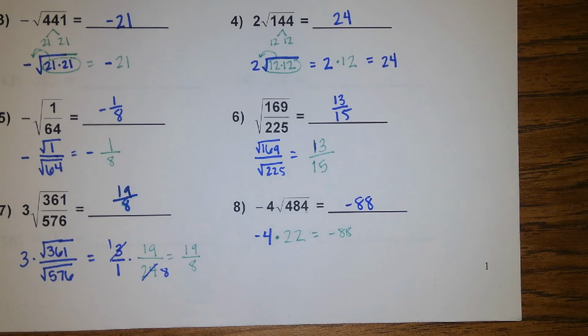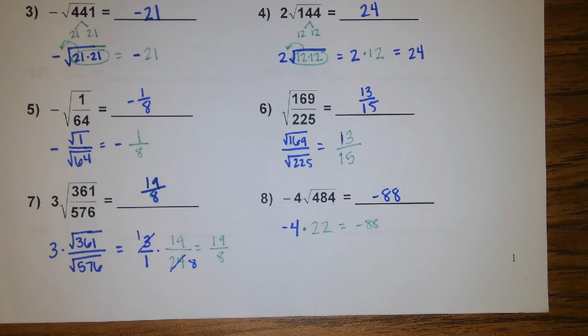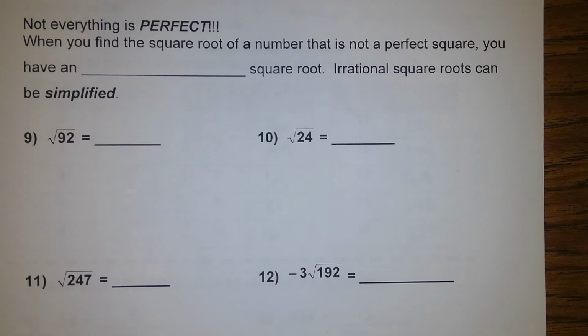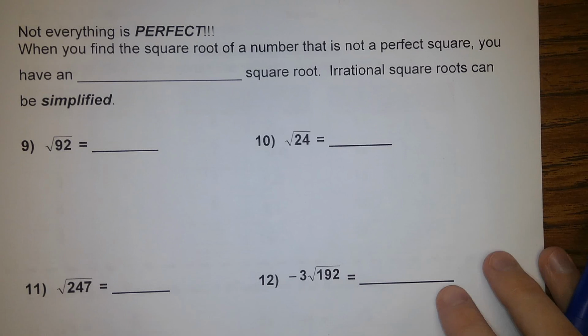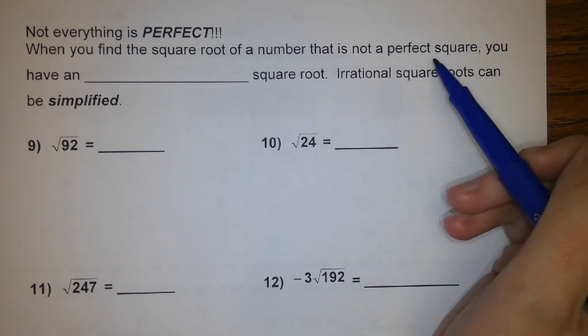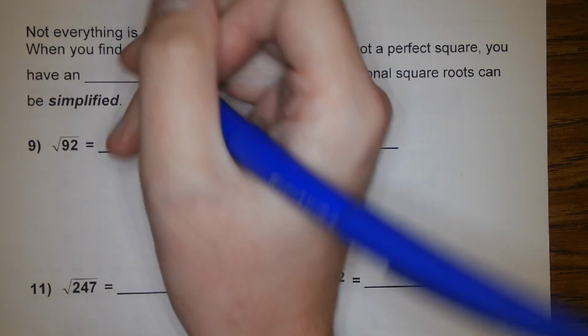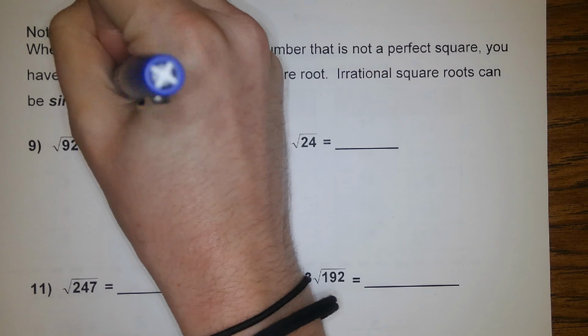All right, guys, so these are the first 8 questions, and then we're going to go ahead and look to the next 8 questions. All right? On these next 8, we are going to talk about when the square root of a number is not perfect, because not everybody is perfect. And so, guys, when you find a square root of a number that is not a perfect square, you have an irrational. All right?